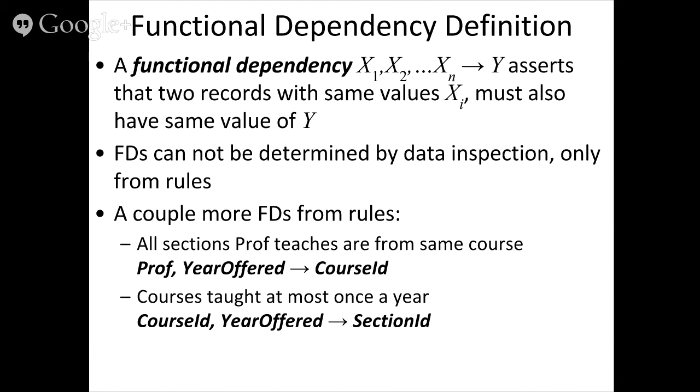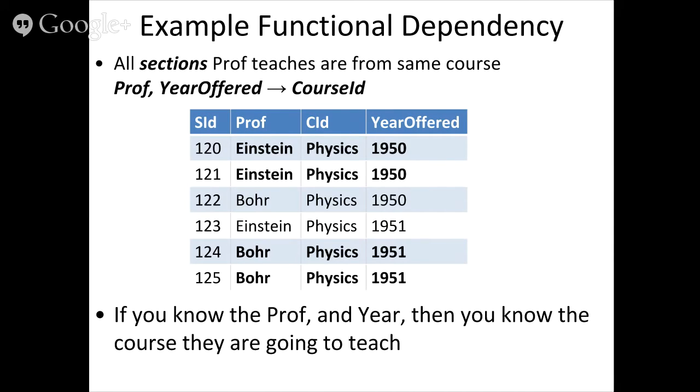So presumably, one typical question in a midterm might be: here are the tables, and I give you a paragraph and describe the domain to you. And I ask you to identify for me the functional dependencies, from the description, from the rules, and given the particular schema. That's a typical question. So here's a functional dependency: given a professor and the year, you know the course.